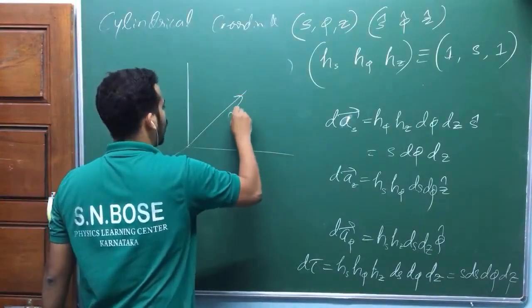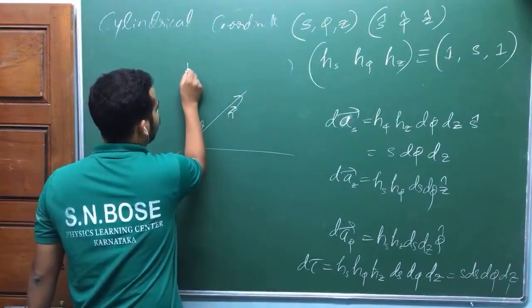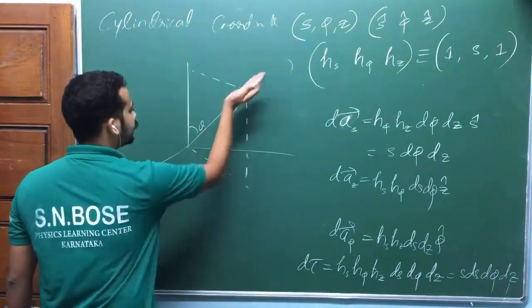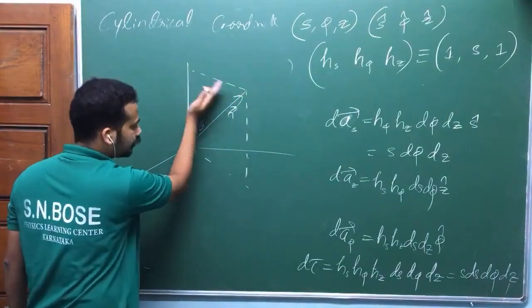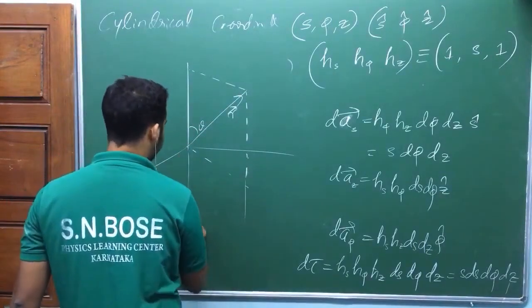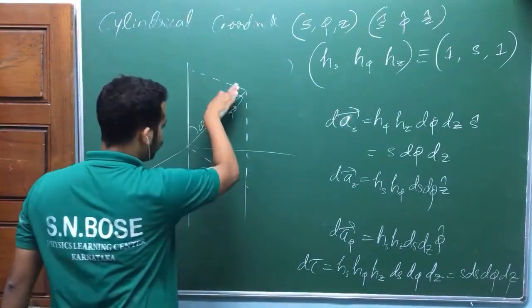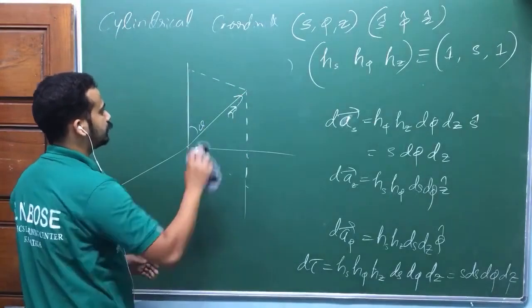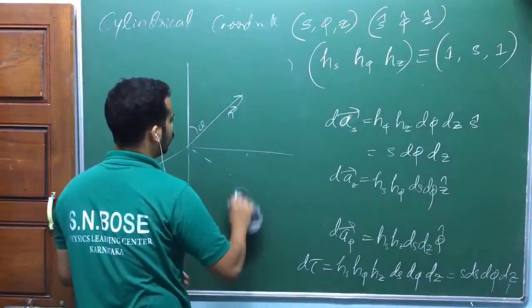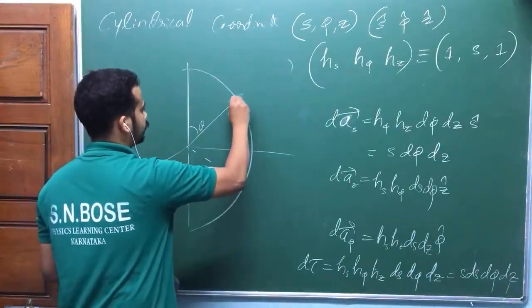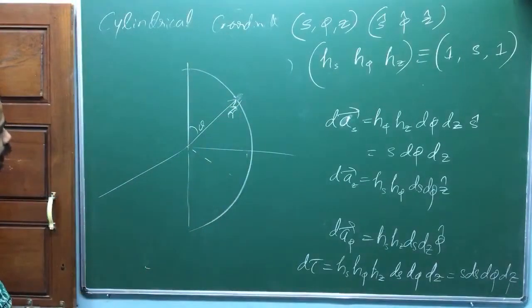Now, suppose this is the r vector, this is theta. Now, if you vary theta, if you just sweep this r vector from theta equal to 0 to theta equal to pi, what will you generate? You will generate this one, am I right? Because theta equal to 0, it sweeps until theta equal to pi. Can you imagine this? Similarly, you can go to the other side also.